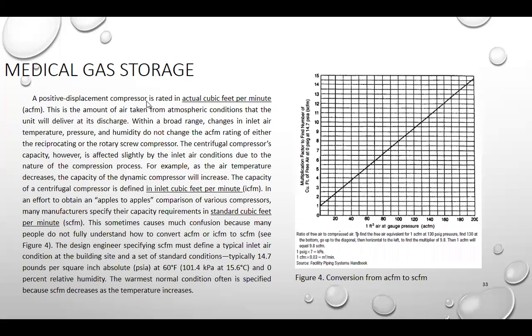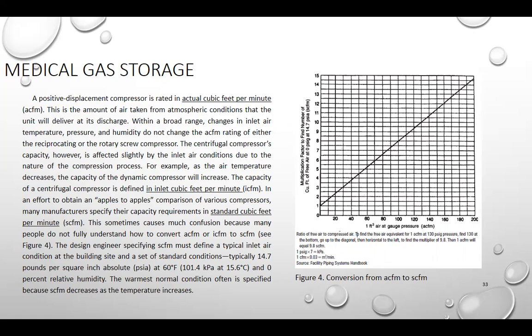A positive displacement compressor is rated in actual cubic feet per minute, ACFM. This is the amount of air taken from the atmospheric condition that the unit will deliver at its discharge. So within a broad range, changes in inlet air temperature, pressure, and humidity do not change the ACFM rating of either the reciprocating or the rotary screw compressor, kasi based ito sa pressure and temperature ng discharge.